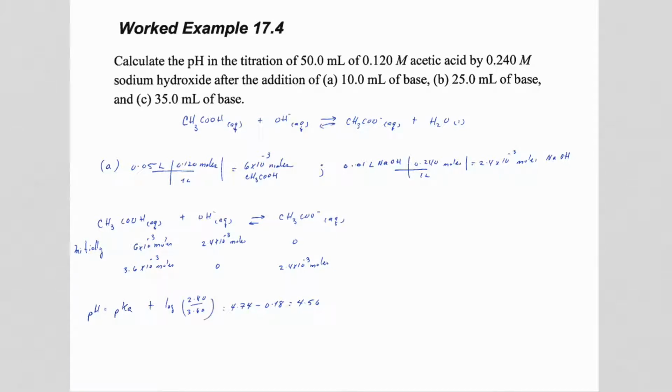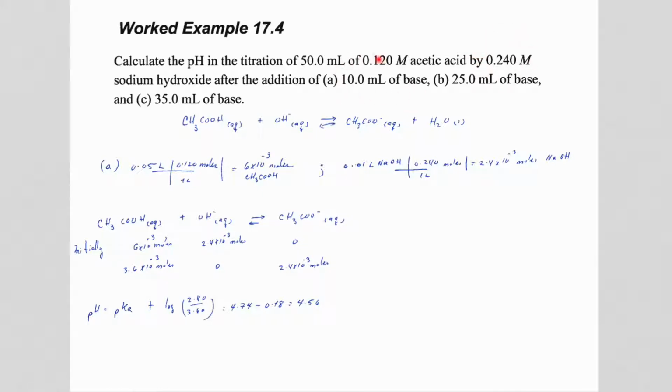Here I'm working with a titration of my weak acid, acetic acid, just like in our previous example. It's getting neutralized by sodium hydroxide. The concentrations and volumes are given: 50 mL of 0.120 molar acetic acid, 0.240 molar sodium hydroxide. And we have three different scenarios.